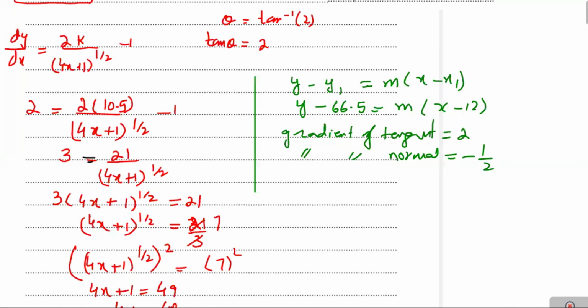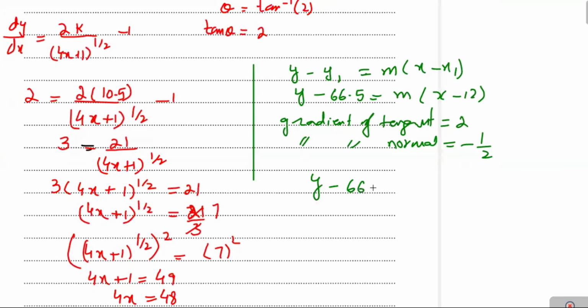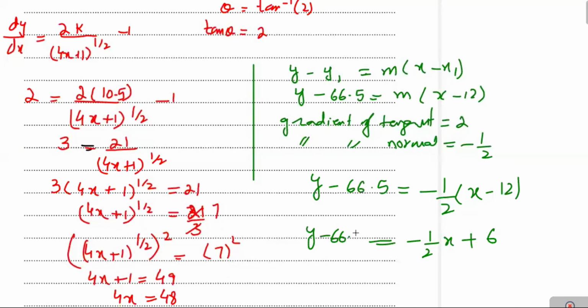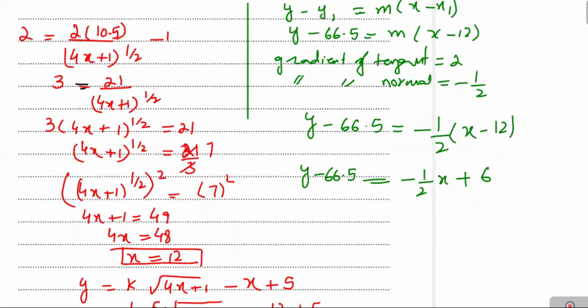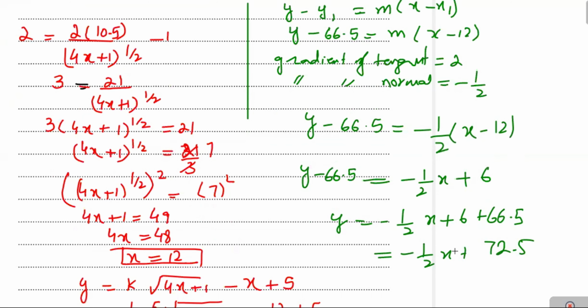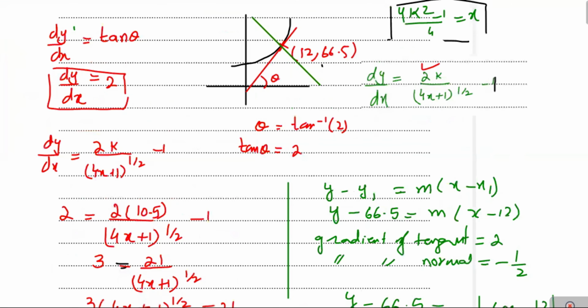Now we put the value in this equation, y minus 66.5 equal to minus 1 over 2 into (x minus 12). And we can write it as minus 1 over 2x plus 6, y minus 66.5. And that will be equal to y equal to minus 1 over 2x plus 6 plus 66.5, and that's equal to minus 1 over 2x plus 72.5. This is the equation of the normal we have to find. This is the answer.